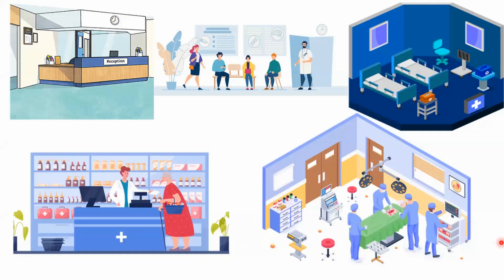Within the wards, everything needs to be spick and span and organized. Crash cards need to be handy. The same applies to theaters. Your emergency drugs have to be within a hand's reach. Of high importance is also the pharmacy, and 6S at the pharmacy is very important.